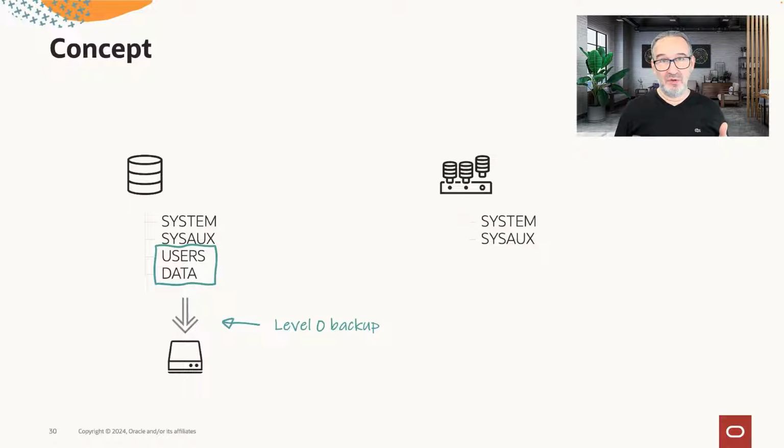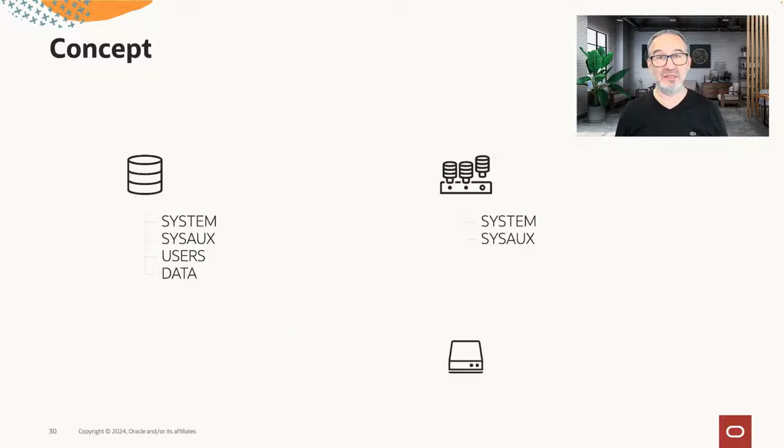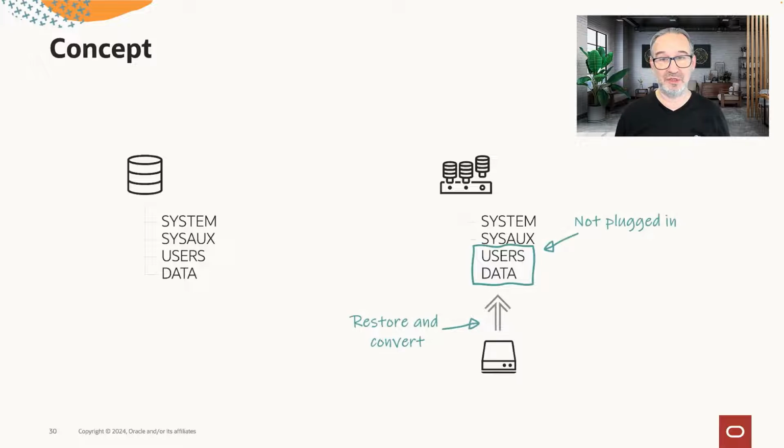Now, first thing is we take a level 0 backup. That's an image file copy backup, size of your database approximately. And your application, this is important, is still working and operating while we take that. And no matter how long it takes, and no matter how long it takes to convert and restore, we don't care. Important is, even though it's restored into the target location, it's not plugged in. The tablespaces are not plugged in yet.